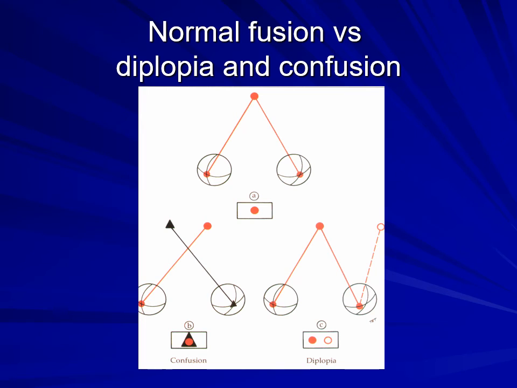The upper picture shows the normal fusion. It shows that the same circle is falling on the fovea of each eye, which are corresponding retinal points, while the lower left side is showing the confusion, which results from the stimulation of two foveae, which are corresponding retinal points, by a triangle and a circle, which are totally different images. So there is no fusion but confusion. And in the lower right part, you will see the diplopia. It results from stimulation of two non-corresponding retinal points by the same object, which is the circle. So we see the circle doubled.